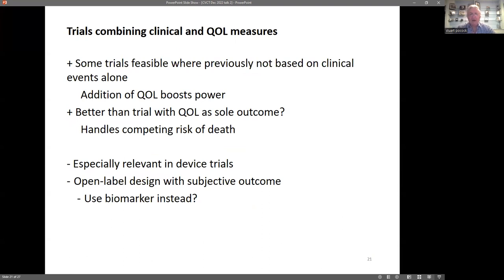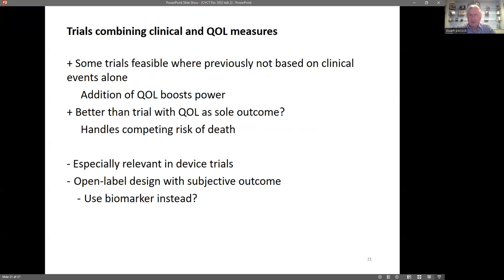So here we are looking at trials that are combining clinical outcomes, deaths and hospitalizations, with quality of life measures. The Impulse trial, for instance, if it only used death and heart failure events, would not have reached a significant conclusion. It was too small to be powered to demonstrate efficacy on events alone, and therefore only by introducing quality of life could it boost power and reach a clear conclusion. It's probably better than ignoring the events and going straight to quality of life as a sole outcome, because then you have the complication of the competing risk of death.